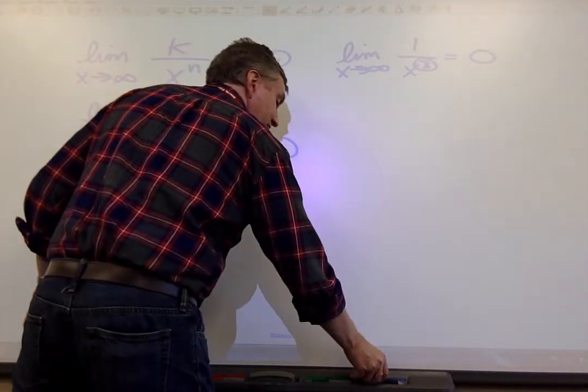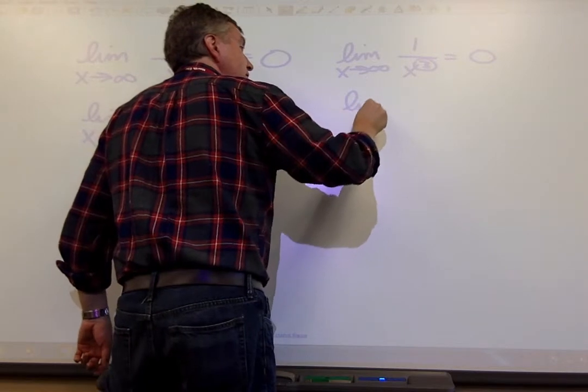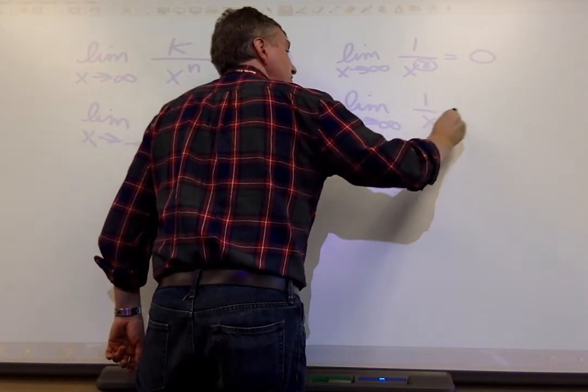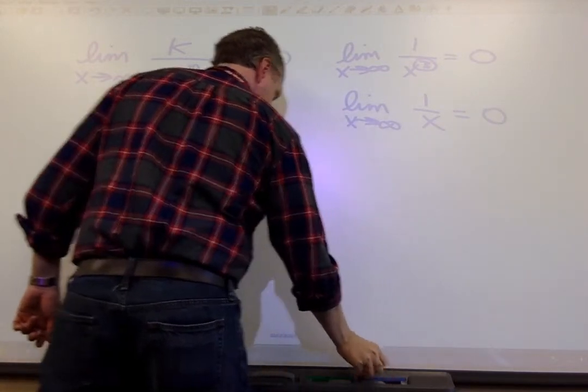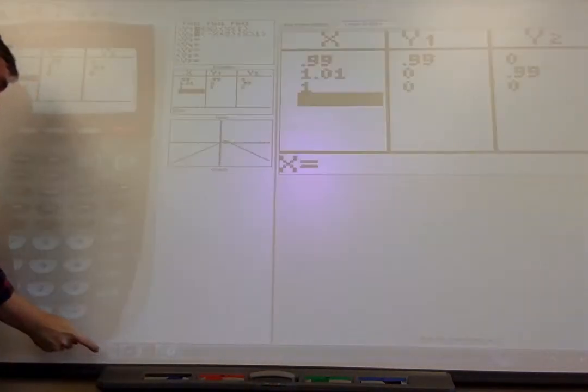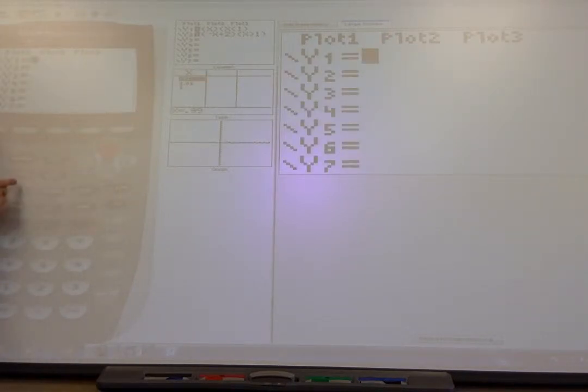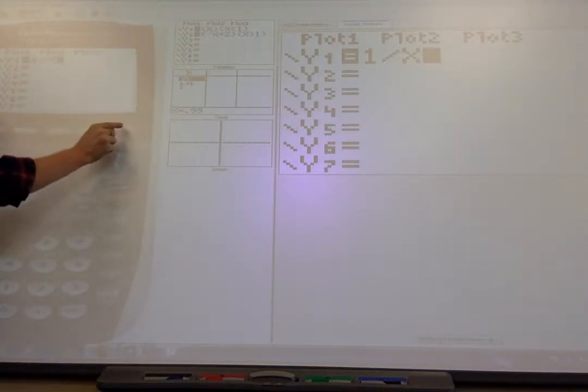What if I just graphed this one for you? What if I said, what's the limit as x approaches infinity of 1 over x? And you already told me it's 0. Look at the graph mode. If I just graphed, let me clear this out, 1 over x, 1 divided by x, standard window.